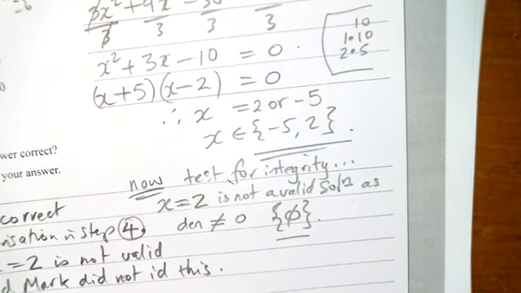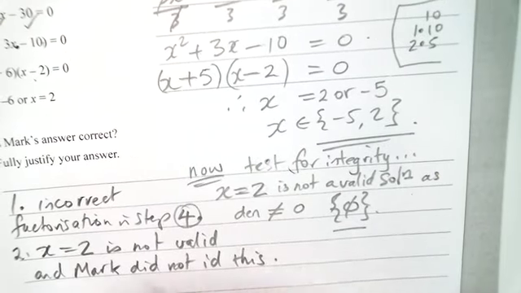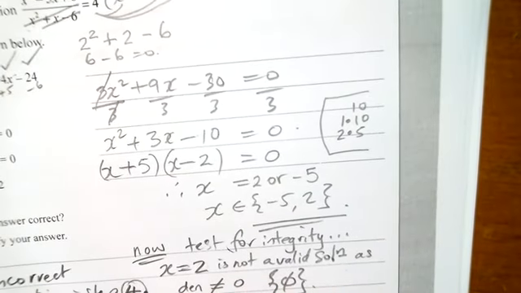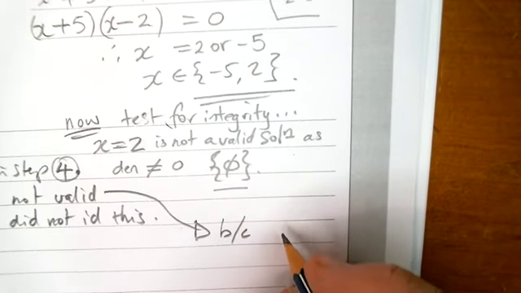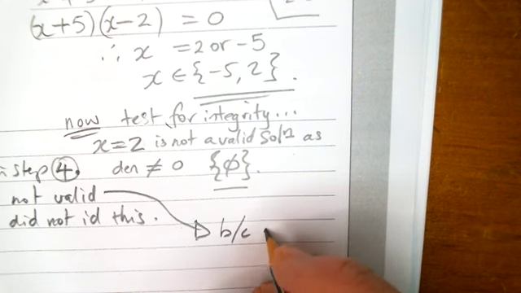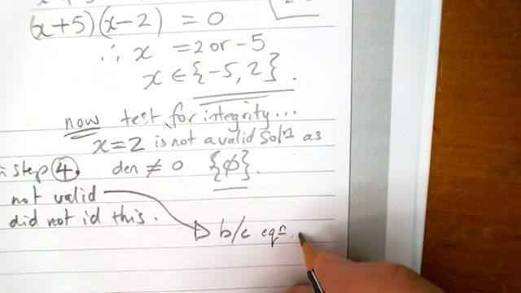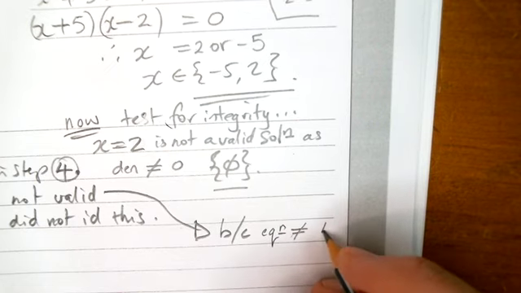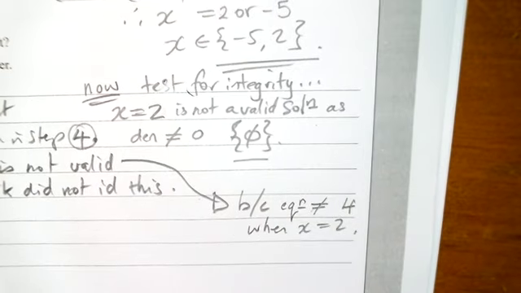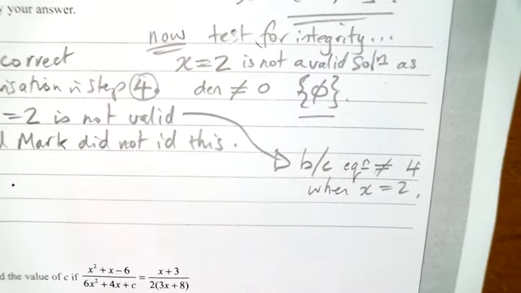So I think the best way of saying it is it's not a valid solution. You want to actually say why. You want to say because I would say the equation does not equal 4 when x equals 2. So I would just add that bit in there too. Hopefully that would make sense as well.